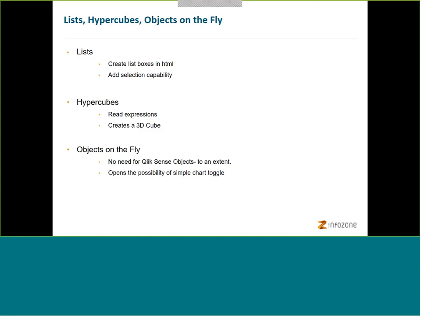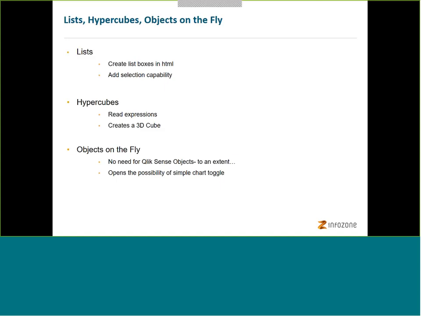And then finally, objects on the fly. This is where I was saying technically you don't actually need any objects in a Qlik Sense app, because you can create them all in JavaScript. Qlik has provided an API where a user could say, hey, make me a trend chart with this expression using this dimension and print it in the mashup, and it'll do that.